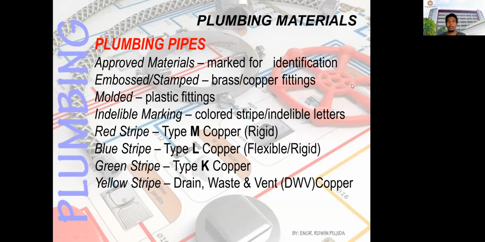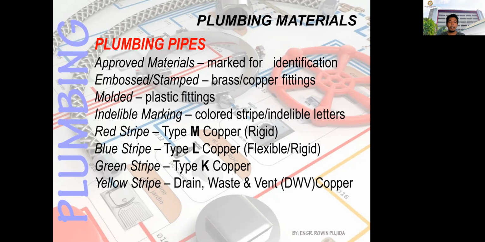Okay, class. Next, we have our plumbing materials. For the plumbing materials, usually we have the plumbing pipes. For plumbing pipes, there are approved materials that are already marked for identification. Sometimes they are embossed or stamped for copper and brass fittings, and also molded for plastic fittings.